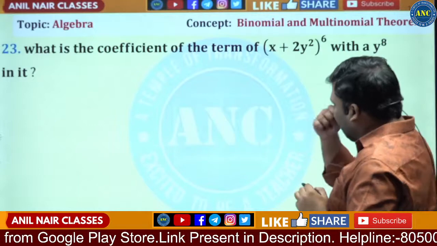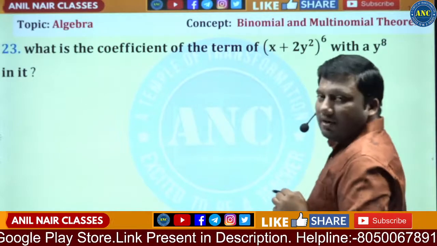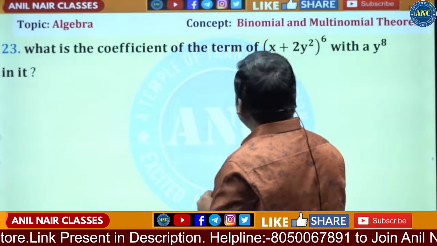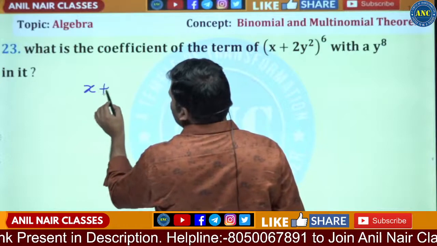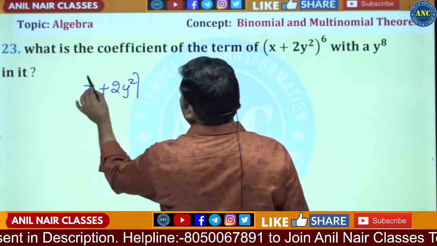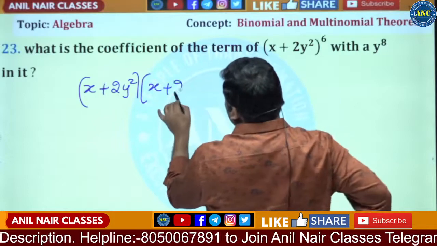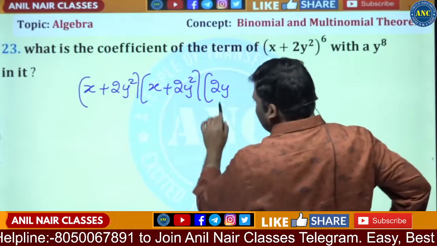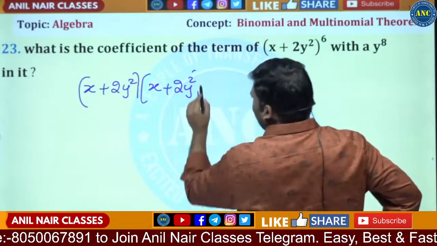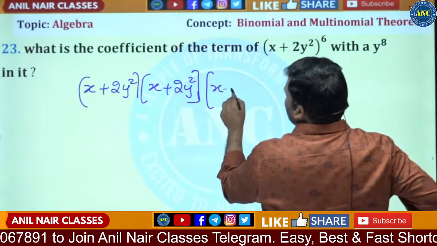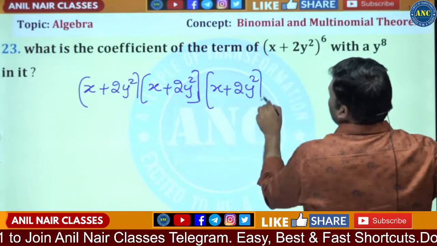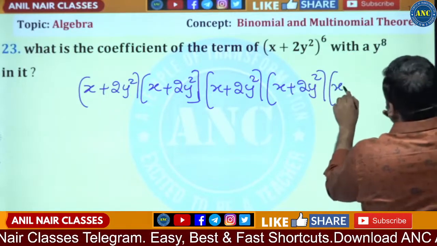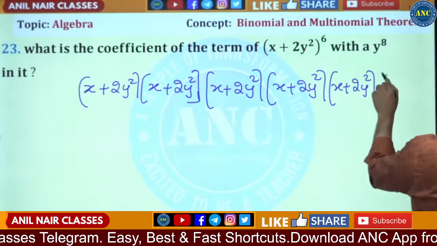Now, 23. I think 23 onwards. What is the coefficient of the term (x + 2y^2)^6 with y^8 in it? So (x + 2y^2)^6. Power 6 means (x + 2y^2) is written 6 times. Let me write it. (x + 2y^2), (x + 2y^2), (x + 2y^2), (x + 2y^2), and (x + 2y^2).